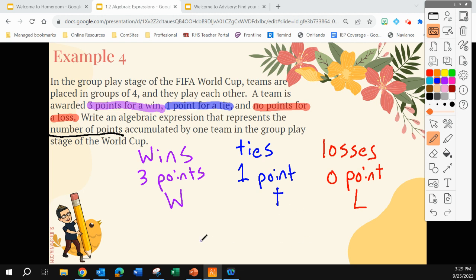Now, if they win once, that's 3 points. If they win twice, that's 6 points. If they win 3 times, that's 9 points. What am I doing between the 3 and that number? Multiplication. So, if I can pick the right color, that's going to be 3 times W, 1 times T, and 0 times L.